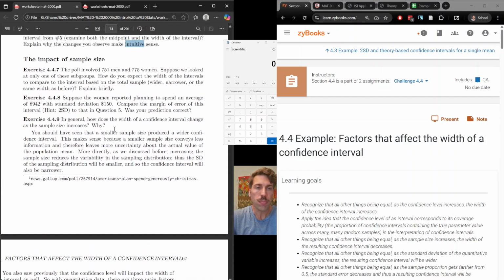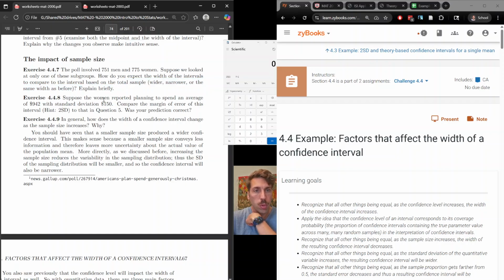Okay, now let's look at the impact of sample size. The poll involved 751 men and 775 women. Suppose we looked at only one of those subgroups. How do you expect the width of the intervals to compare to the interval based on the total sample? So again, think about the Minnesota United States example from the reading for that one. Feel free to mention that in your explanation.